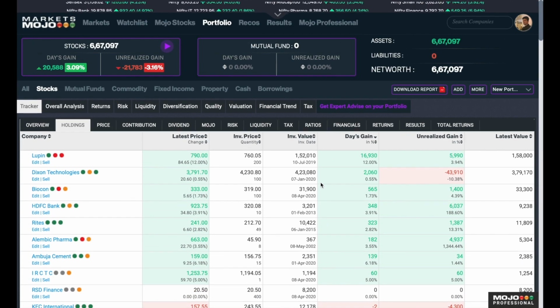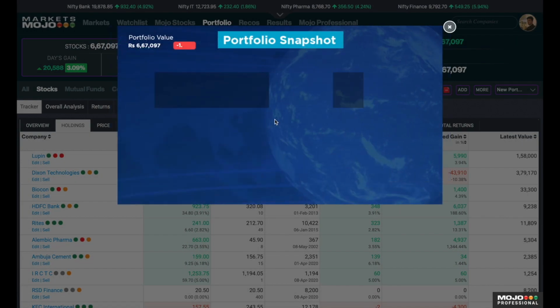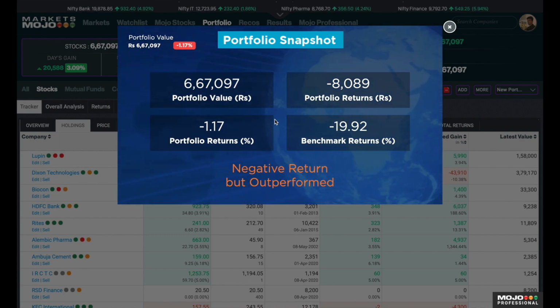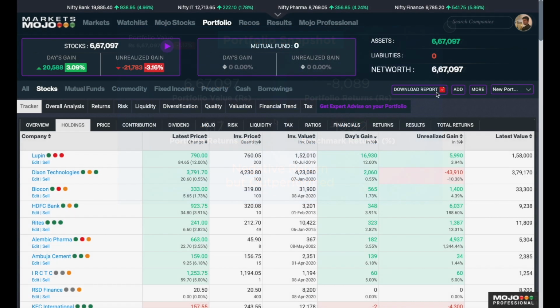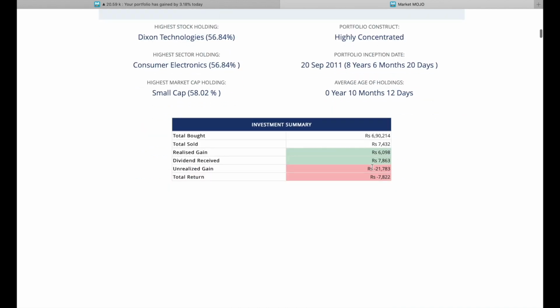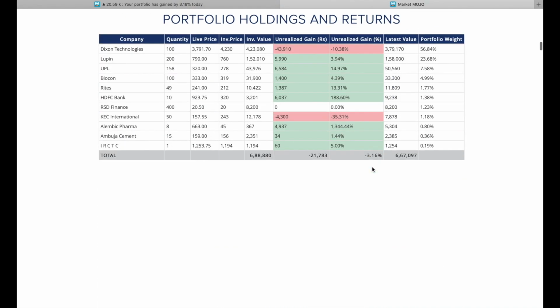You could click the video button over here. This is created on the fly and provides an instant analysis of your portfolio. You could download a detailed analysis report on your portfolio. This is always updated basis the current data.